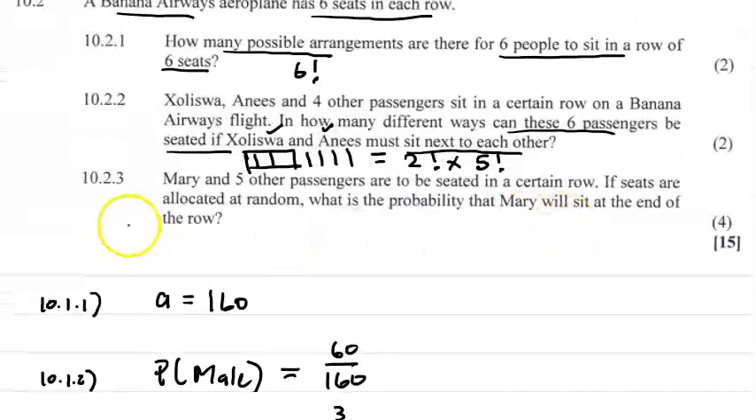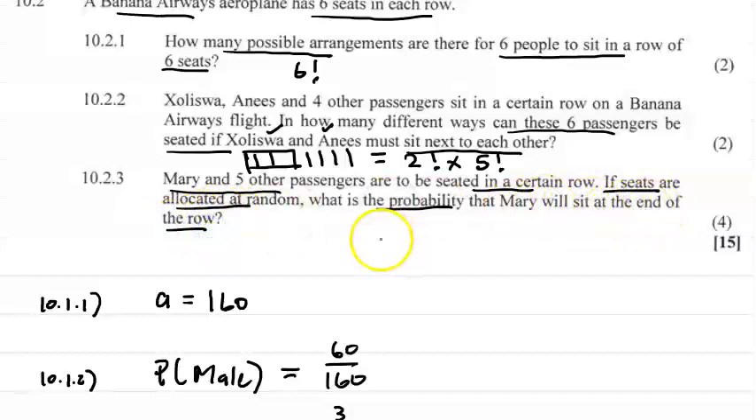And in the last question here, 10.2.3: Mary and 5 other passengers are to be seated in a certain row. If the seats are allocated at random, what is the probability that Mary will sit at the end of the row? Now, there are 6 seats, so 1, 2, 3, 4, 5, 6. If Mary has to sit at the end of the row, Mary will sit at this end. Then the other passengers can be arranged in 5, 4, 3, 2, 1, so 5 factorial different ways.